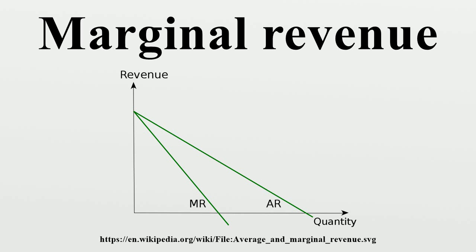Real-life example: if you can sell 10 units at $20 each or 11 units at $19 each, then your marginal revenue from the 11th unit is $9.